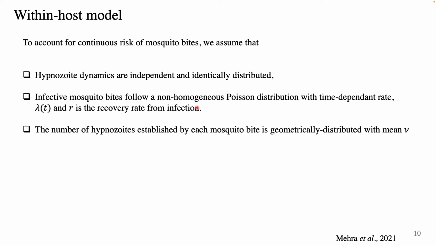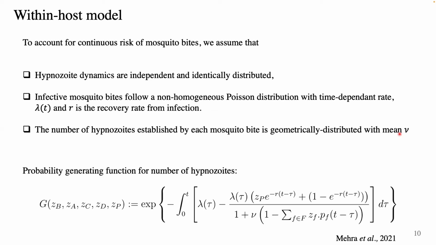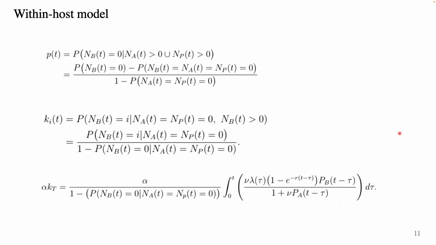We also assume that the mosquito bites follow a Poisson distribution, time dependent with lambda. And we assume that the number of hypnozoites per mosquito bite is geometrically distributed with an average number of hypnozoites given by mu. With that, we can create a probability generating function that gives us the number of hypnozoites in different states. So how can we use these probability generating functions to obtain the within-host parameters that we need in our population scale model?